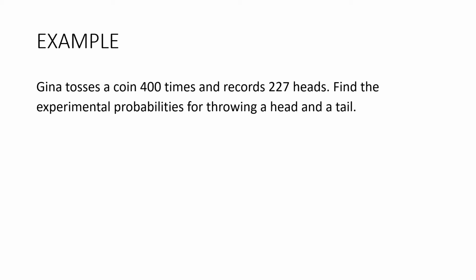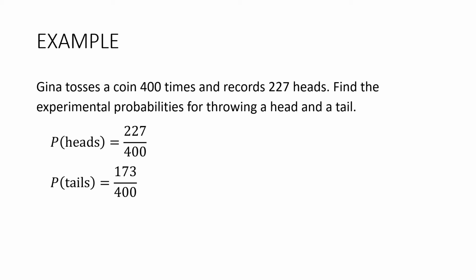Here's an example. Gina tosses a coin 400 times and records 227 heads. Find the experimental probabilities for throwing a head and a tail. So out of a total of 400 trials, she threw 227 heads. So our probability that she throws heads is 227 out of 400. Now tails is actually the complementary event to heads. So to figure out how many tails she threw, we just need to do 400 take away 227. So the probability of tails is 173 out of 400.